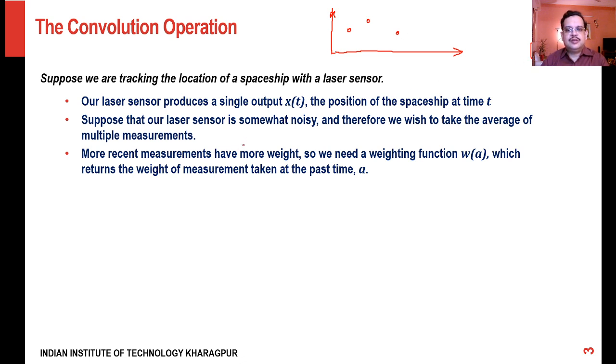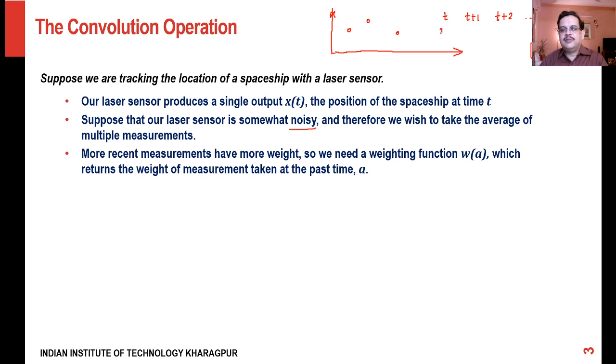Now suppose the laser sensor is somewhat noisy, and therefore we wish to take the average of multiple measurements. If we think of this as a discrete set of samples, then I get some sample at time t, then a sample at time t plus 1, then a sample at time t plus 2, and so on. We are told that the positions are not exact because there is some amount of noise in the sensor. So we wish to take the average of the multiple measurements.